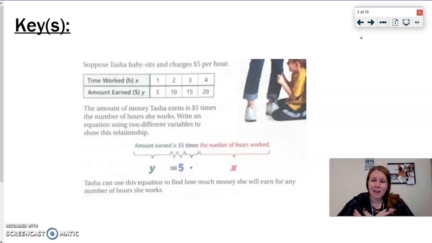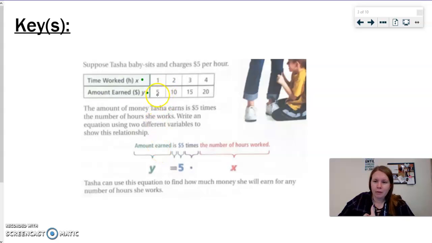We started talking about this when we were in inequalities, about writing these kinds of inequalities, and now we're going to be talking about writing equations. It says write an equation using 2 different variables to show this relationship. Typically when we start these off, we have x and y because we're talking about our coordinate plane still. So what she's showing is that the y is showing the amount she earns.